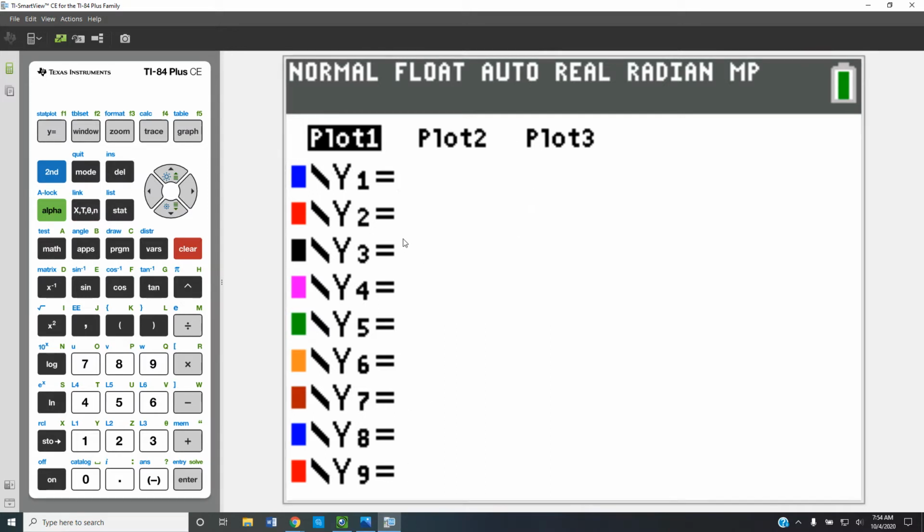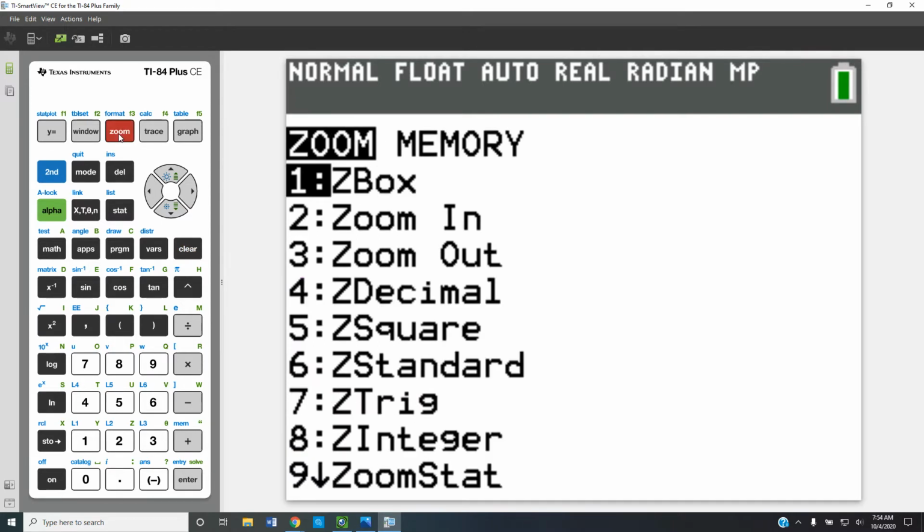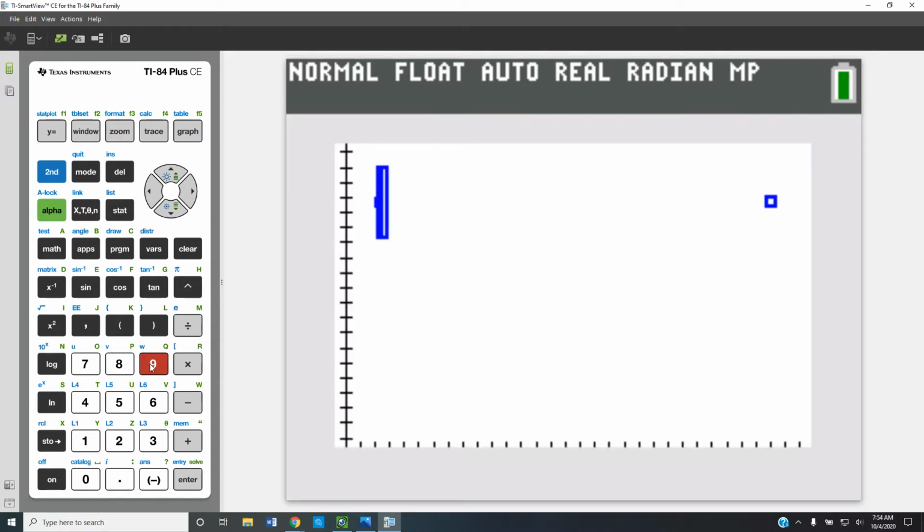Okay, once this is clear and once this little plot has been done and I've set up everything, hit the button that says zoom. You scroll all the way down, or you hit the number 9 that says zoom stat, because we're in statistics. And look at that compressed box right there with this outlier way out here. It's a terrible one. We got to go back. We got to edit this thing. This one's too far out.